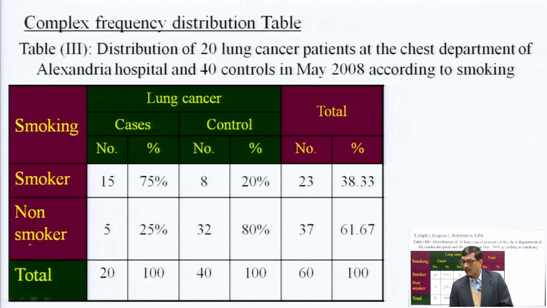Another frequency table is the complex frequency distribution table. This table shows the distribution of 20 lung cancer patients in the chest department of Alexandra Hospital and 40 controls in May 2008, according to smoking. So, here we have two variables: one is the disease, that is lung cancer, and the second variable is the explanatory variable, that is smoking.